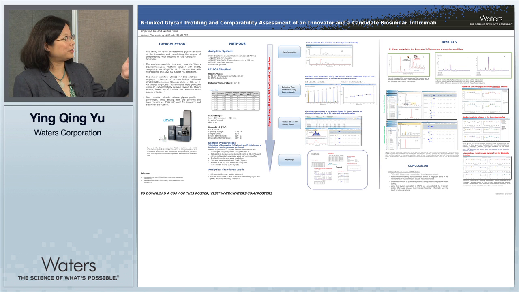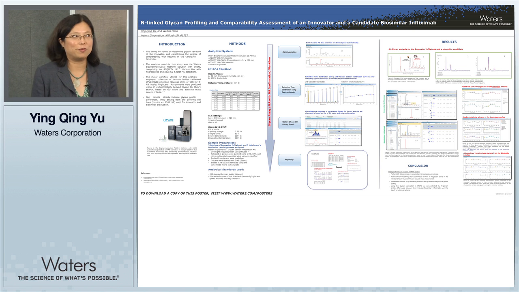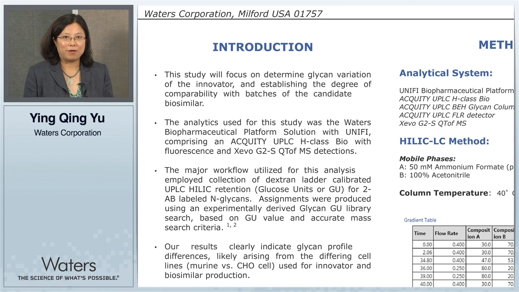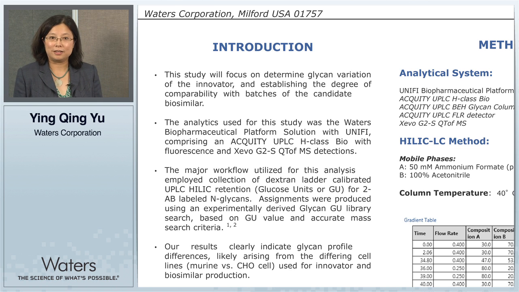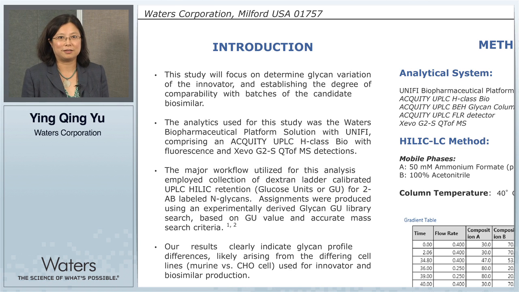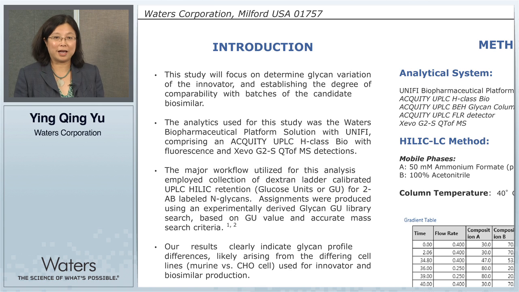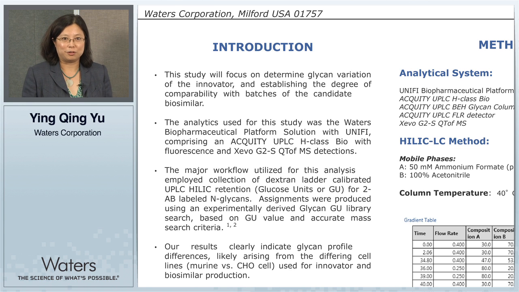Today I will talk about this poster titled N-linked Glycan Profile and a Comparability Assessment of an Innovator and a Candidate Biosimilar Infliximab. Infliximab is a very well-known biotherapeutic drug under the treatment name of Remicade. Since it was launched as a product in 1990, it has had great commercial success. Therefore, it made Infliximab a popular target for creating a biosimilar candidate drug. And just recently, EMA has approved a biosimilar Infliximab under the trade name of Inflectra from Hospira.